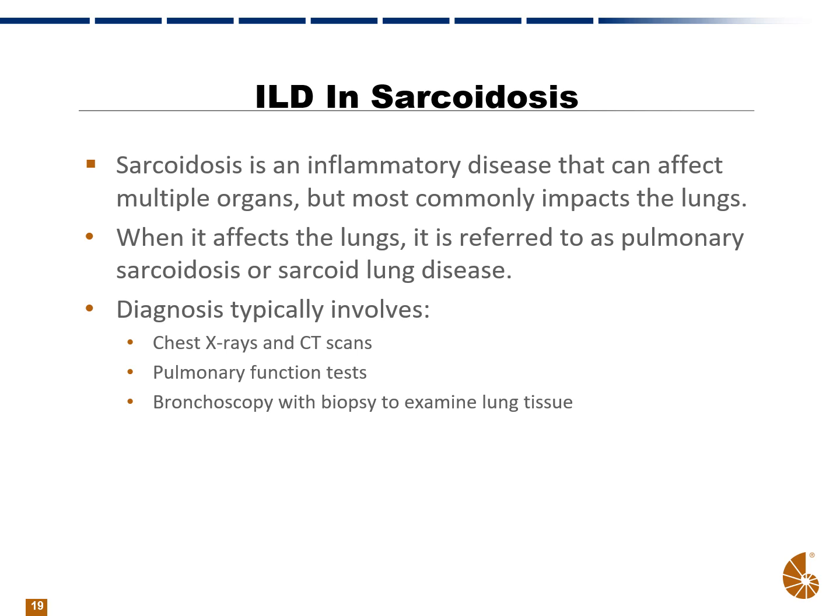Another group that we talked about was ILD and sarcoidosis. Sarcoidosis is an inflammatory disease that can affect multiple organs, but commonly impacts the lungs, and it can cause a type of fibrosis referred to as pulmonary sarcoidosis or sarcoid lung disease. The diagnosis is typically made, again, by chest x-rays or CT scans. Pulmonary function tests may be used, and then bronchoscopy to get a biopsy to determine whether the interstitial lung disease is due to sarcoid.